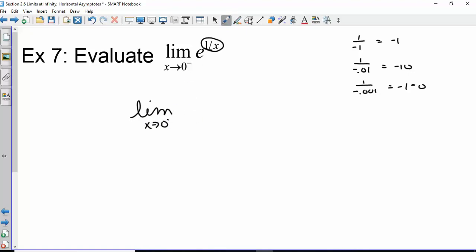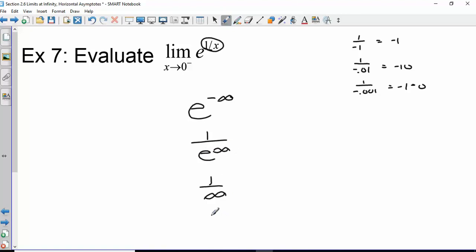So this whole thing, if I'm approaching 0 from the left, I'm getting e to a bigger and bigger negative power. We know a negative just puts it on the bottom. So you just have a number divided by infinity, which is 0.